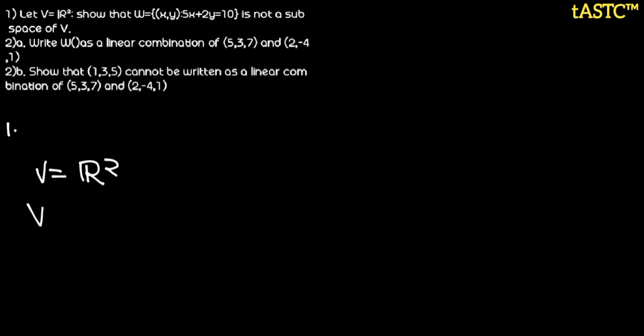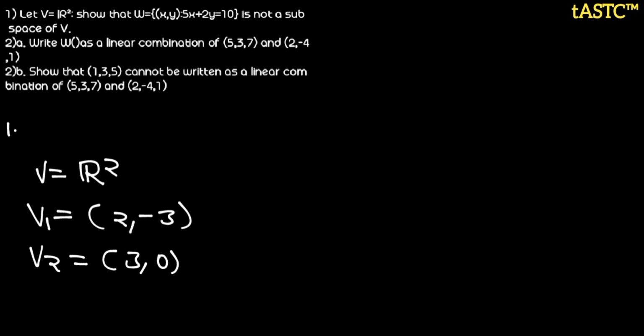So if I picked out one vector under it, this might be 2 and minus 3. We could also have v2, and let's say here we have a 3 and a 0. That actually goes on and on because the set of real numbers is infinite. We cannot actually stop it.